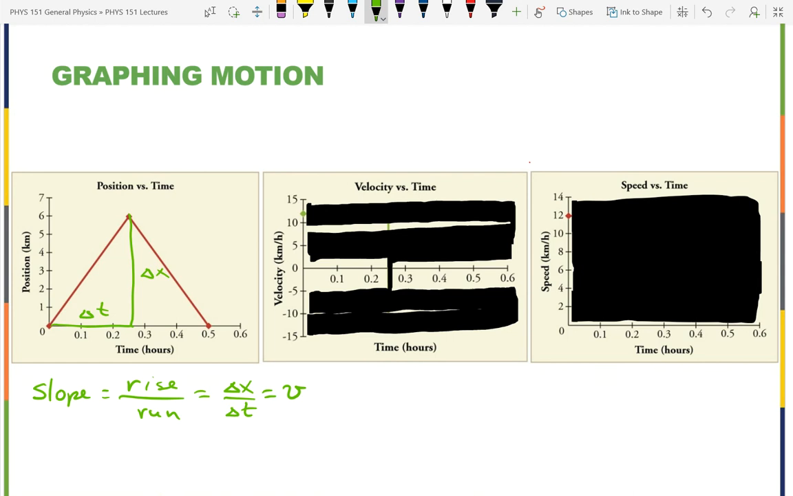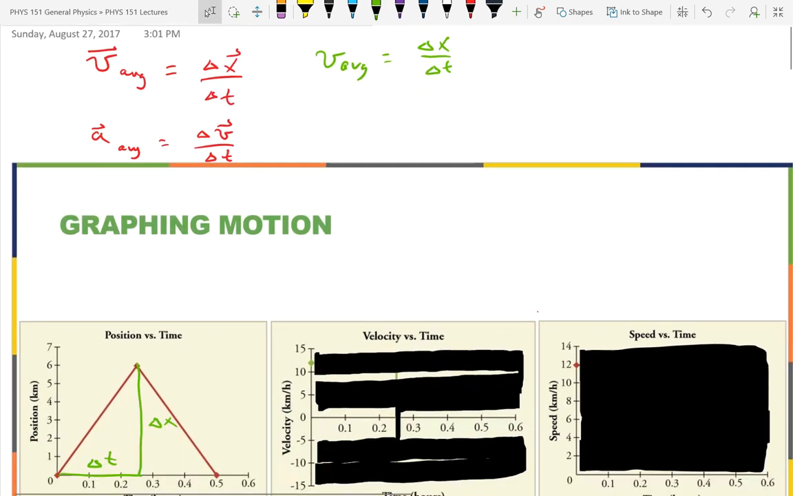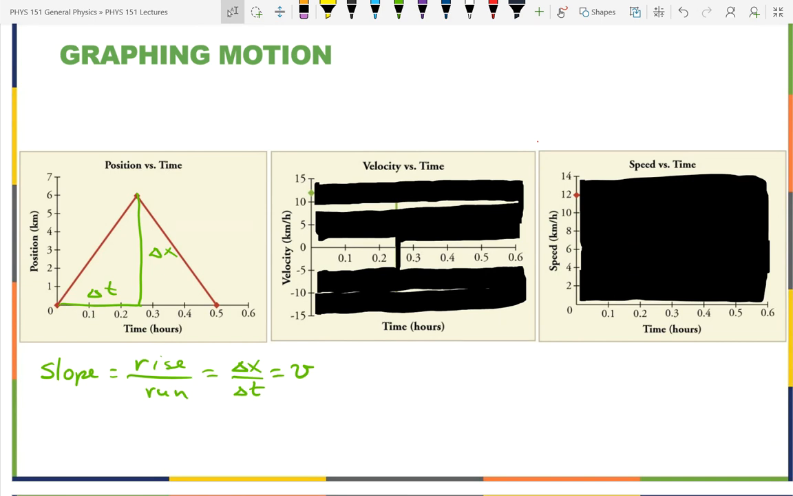I must have erased a stroke there or something. Got a couple strokes missing from there. Let's not worry about it. So our average speed is the slope. Now, is the slope changing here from 0 to 0.25 hours? From 0 to 0.25, it's not changing. It's a constant slope. So if the slope is constant from 0 to 0.25 hours, what does that mean about the speed? It's constant. And if the speed is constant, then the change in speed is, well, it is constant, but it's constant at 0. Right? If the speed is constant, then the change in speed is 0.